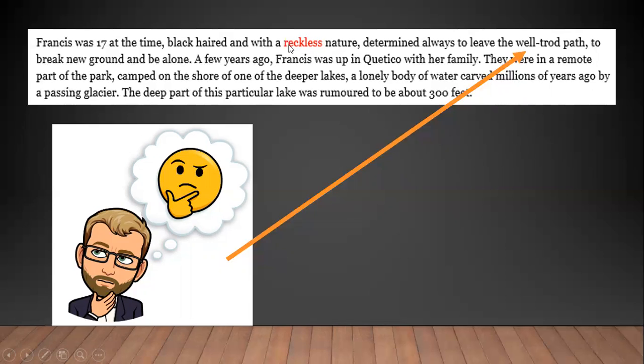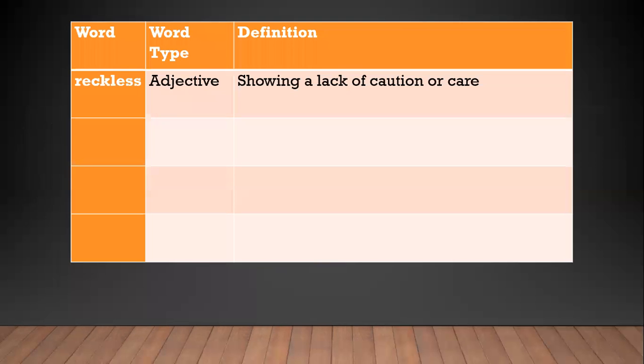So when I'm thinking about what type of word reckless is, I need to think to myself, well, what gets paired up with a noun? What often comes before a noun? And I know from my expanded noun phrases that what often comes before a noun is an adjective, which is why I can safely say that reckless must be an adjective.